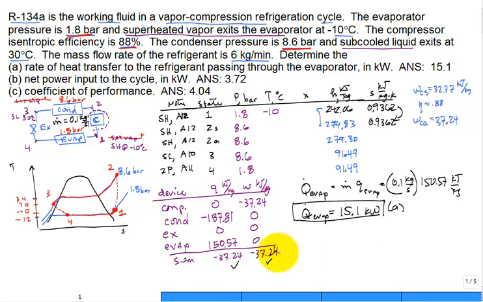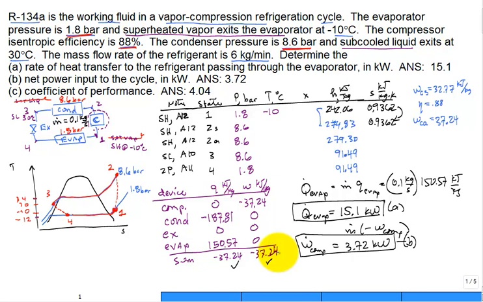For part B, what's the net power input? Well, they want to get rid of the negative sign, so we'll just do the m dot times the negative of the work of the compressor. So 0.1 times 37.24, and you find it's equal to 3.72 kilowatts. That's W dot into the compressor. Answer for part B.